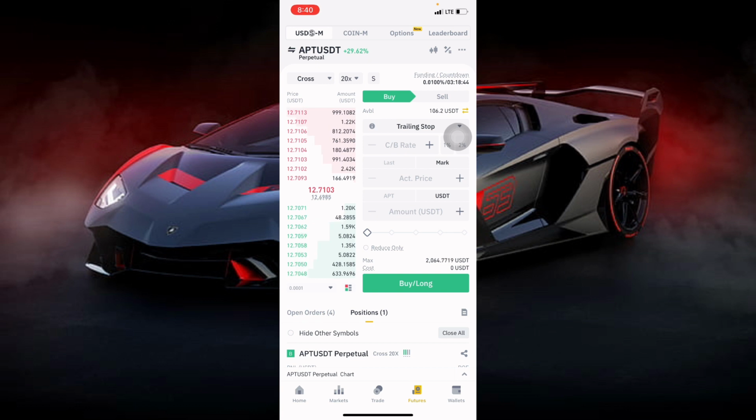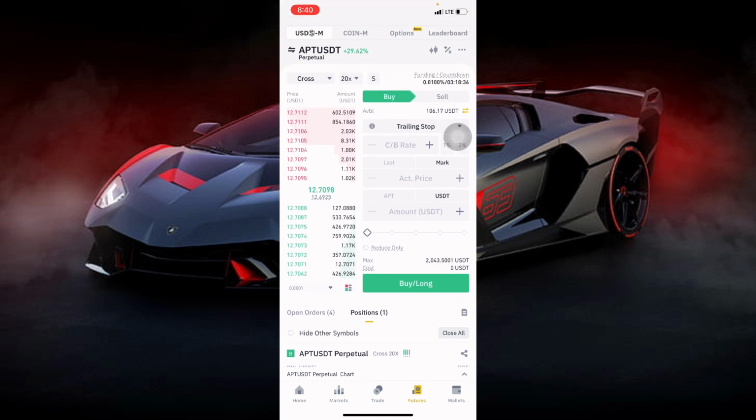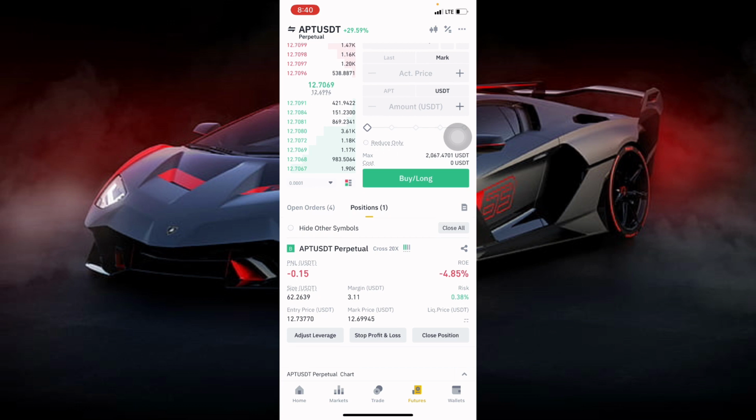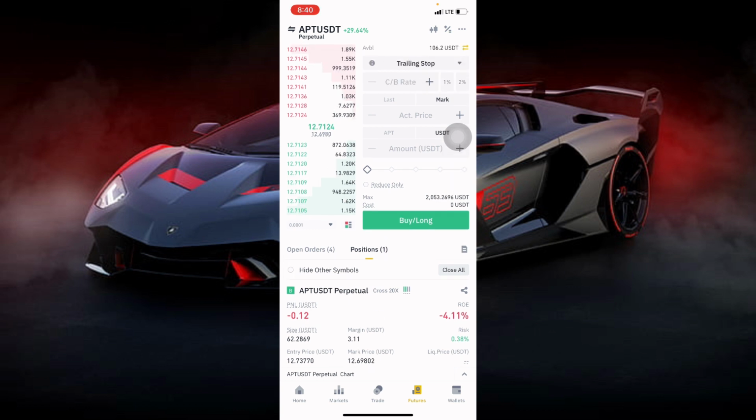So in this video, I'm going to be showing you how you can set a trailing stop so that you can capture the profit that you are earning from your trade. Sometimes when you are in a trade and you are in profit, you'll be busy, and by the time you come back, it will have hit your stop loss. But if you have a trailing stop, it will help you take your profit at a certain percentage as the trade goes in your favor.